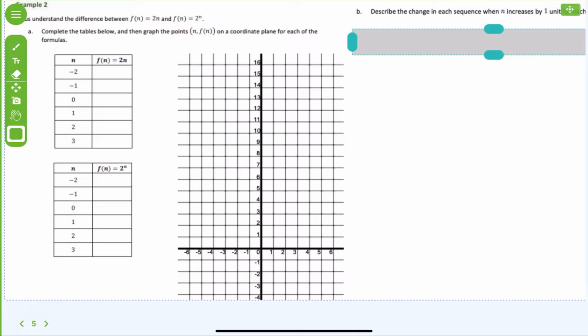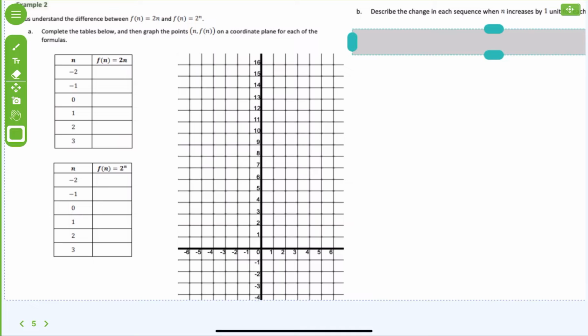Okay. So for example 2, it says, let us understand the difference between f of n is equal to 2n and f of n is equal to 2 to the power of n. So here, what's the difference of just simply multiplying by n or having it as an exponential factor? Okay. Complete the table below, then graph the points n and f of n on the plane. Okay.